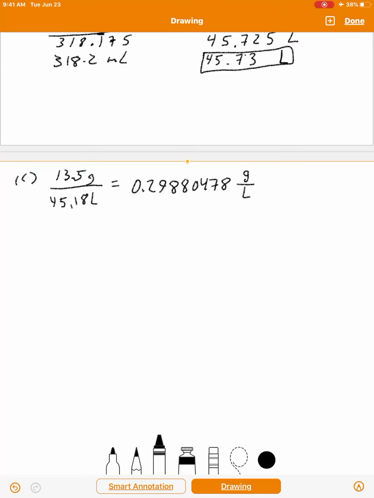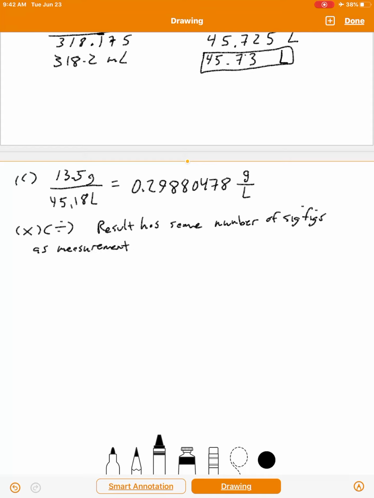Okay, now here's the nice thing about sig figs for multiplication and division. The result has the same number of sig figs as the measurement with the least number of sig figs. I'm just abbreviating significant figures as sig figs. Very simple. It's easier than the addition and subtraction. You don't have to line anything up. So you just count sig figs.